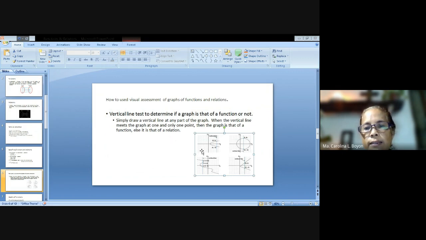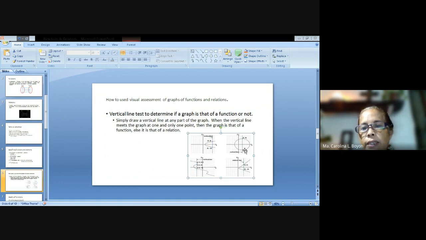So for this example, all the graphs in here, if we drop a vertical line at any point where the graph is, it will meet the graph at some points, 2 points, some points 1, some more than 2 points. So all of these 4 graphs will be graphs of relations.